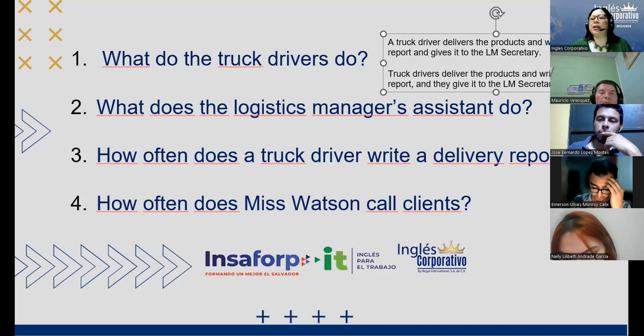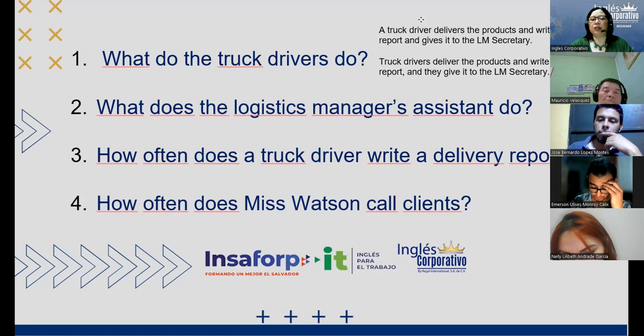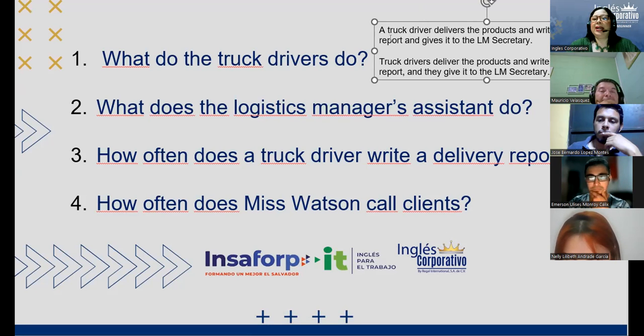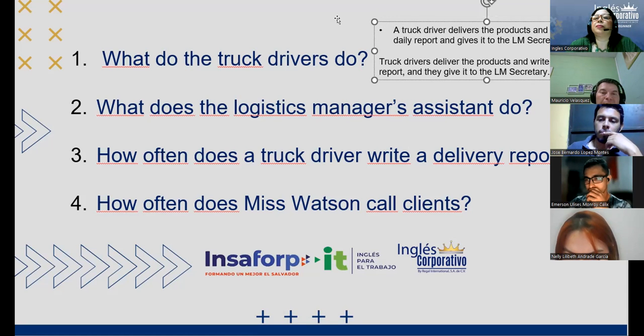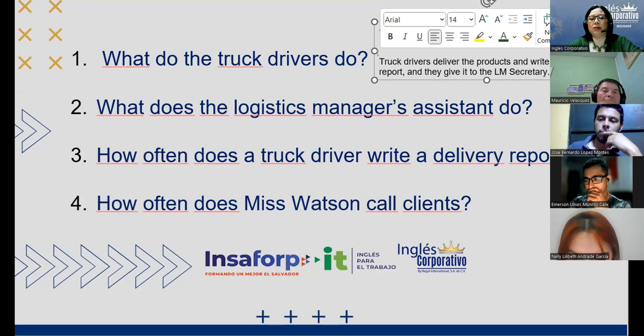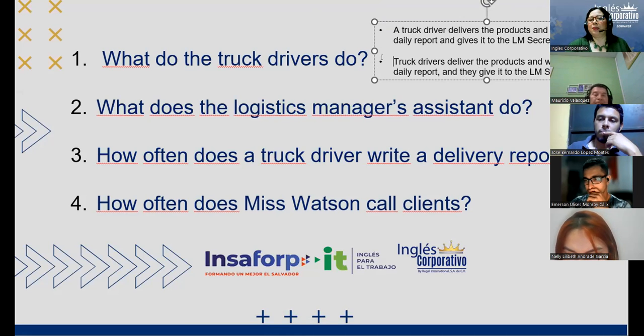Okay. Is there any question so far about this form of answering? Las dos oraciones son de terceras personas. No. En la primera, sí. En la primera, esta que está acá, dice a truck driver delivers. It's one person, third person. And the truck drivers deliver. Este ya es en plural. It's plural. Okay, estaba confundido. There you go.